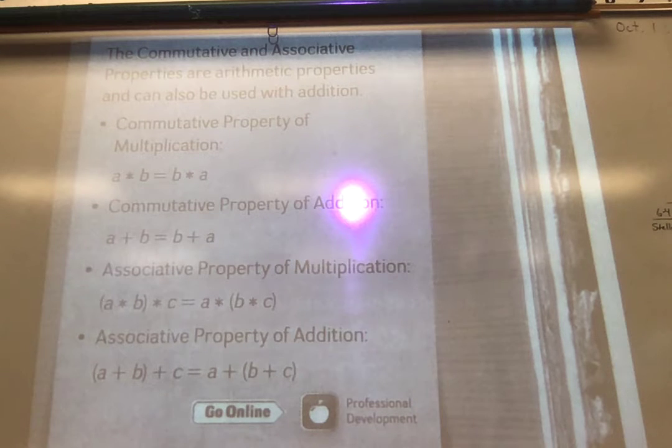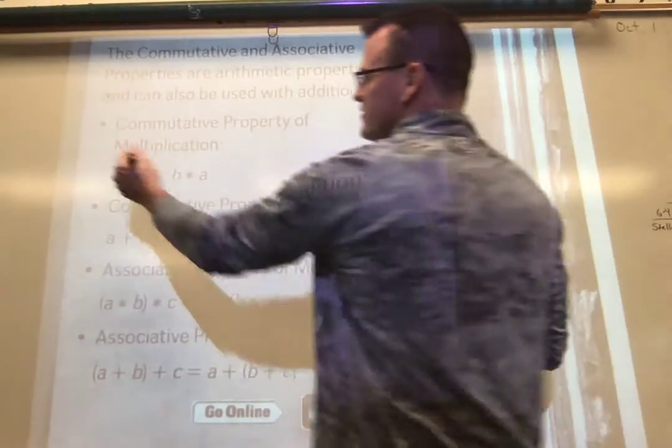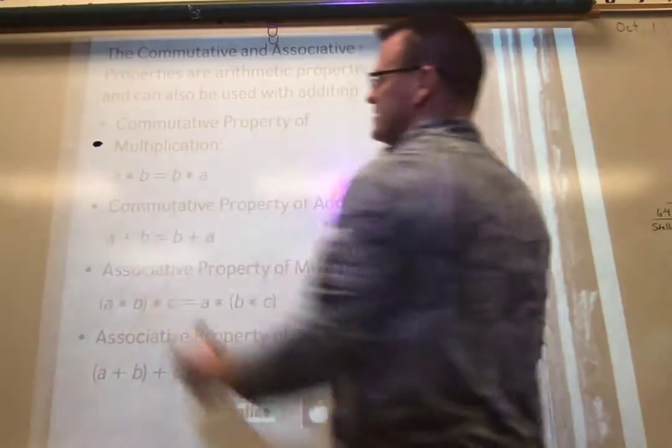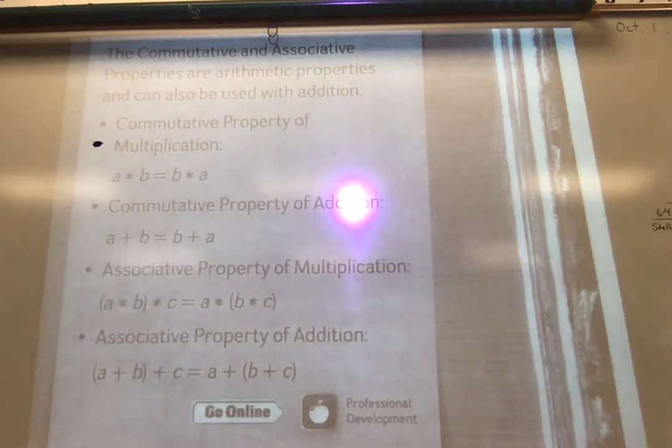So we're going to look at the commutative and associative properties, and we can use those with addition and multiplication, and we've talked about them in addition before, and multiplication as well. We're just going to review here. So let's talk about this one first here, the commutative property of multiplication.